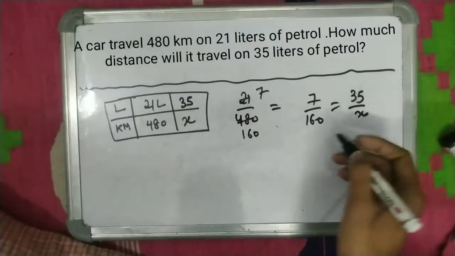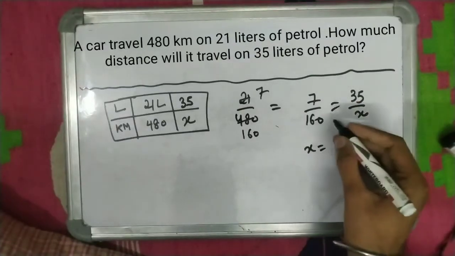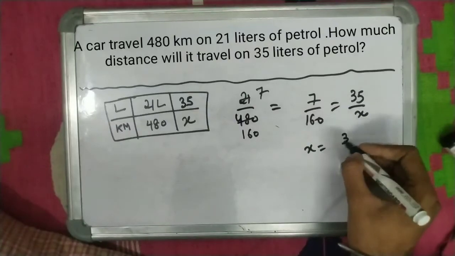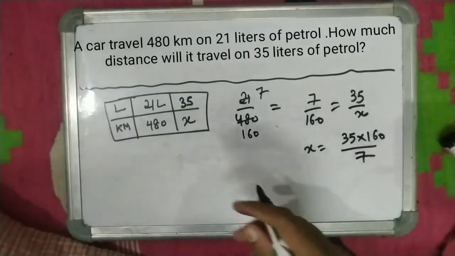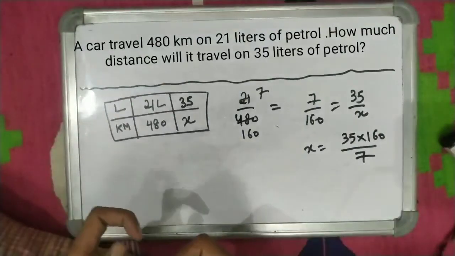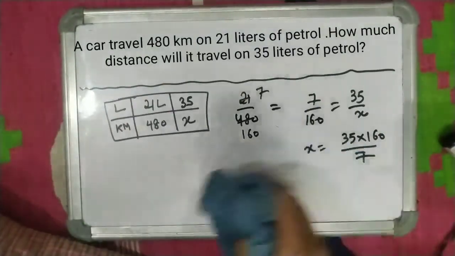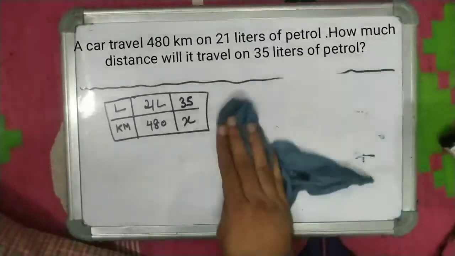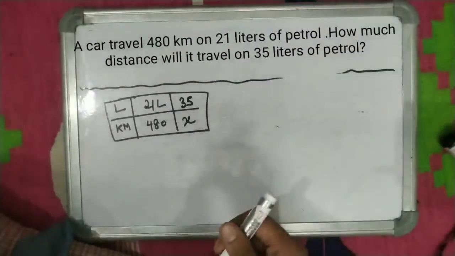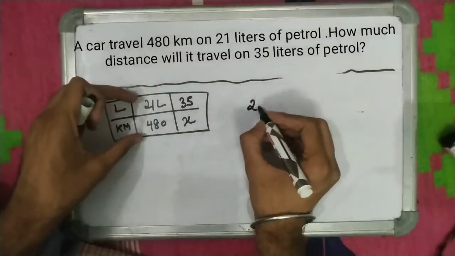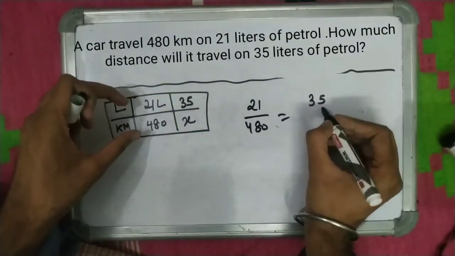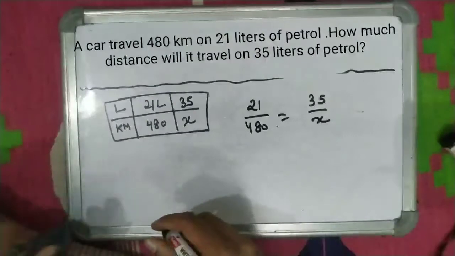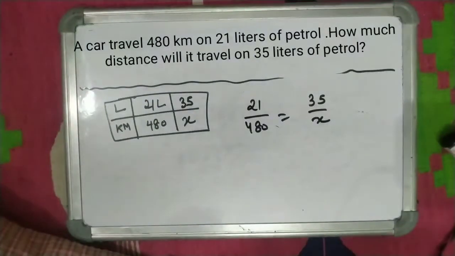And here you will find the value of x. X will be 35 into 160 divided by 7. If you don't get this point, that the ratio remains same, then you can equate both of them. Like equate this ratio 21 by 480 equal to 35 by x, and then find the value of x by cross multiply. Understand? Get my point?